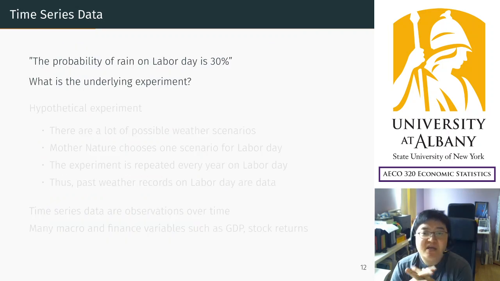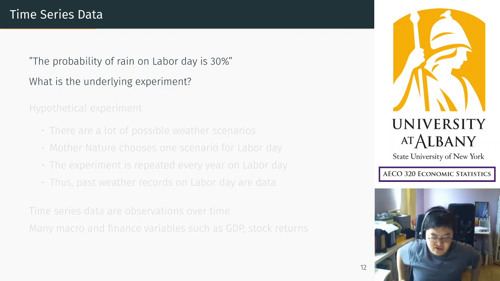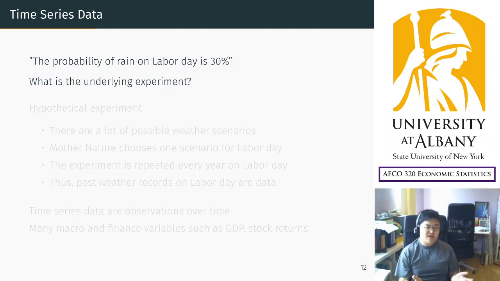And another tricky problem in the definition is that there are some cases where clearly there is no experiment. There is no experiment that can be repeated. For example, the probability of rain on Labor Day is 30%. This statement has no problem. The statement itself is one we use a lot of times. You hear that from the news. However, what is the experiment? It does not fit into our structure.